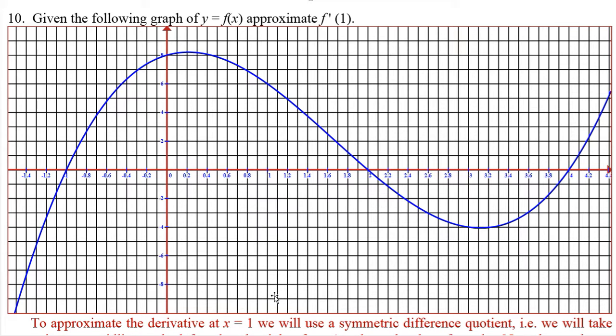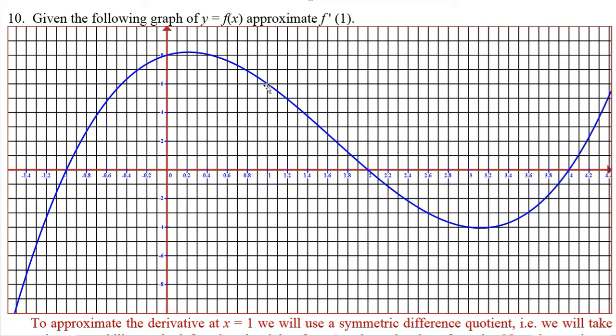Okay, here we're given a graph. Approximate f prime at 1. Well, we find 1 here, and we look here. The first thing I want to notice is that the function is decreasing there. So when I'm done, I should have a slope that's negative. Okay, some kind of negative slope. Now you have to look carefully at the scale. What we want to find is the slope of the tangent line.